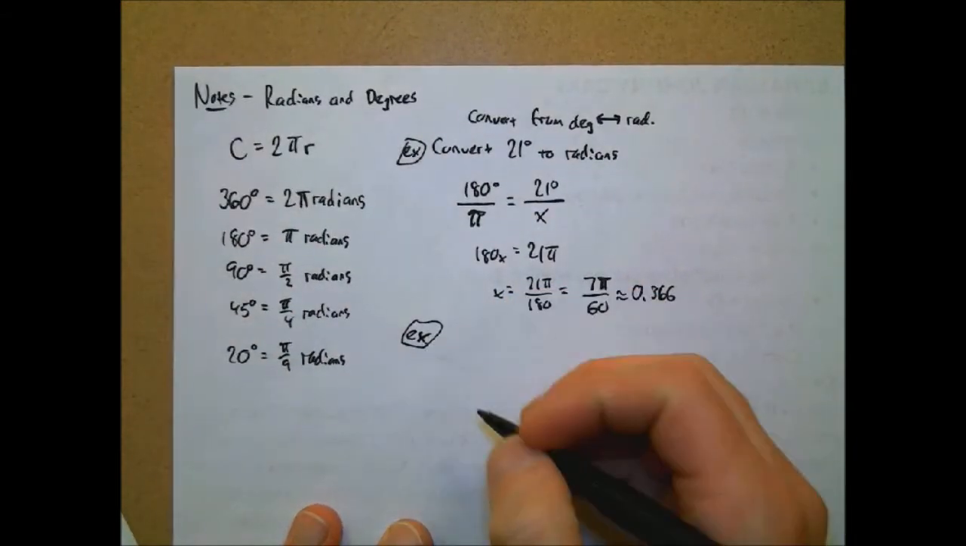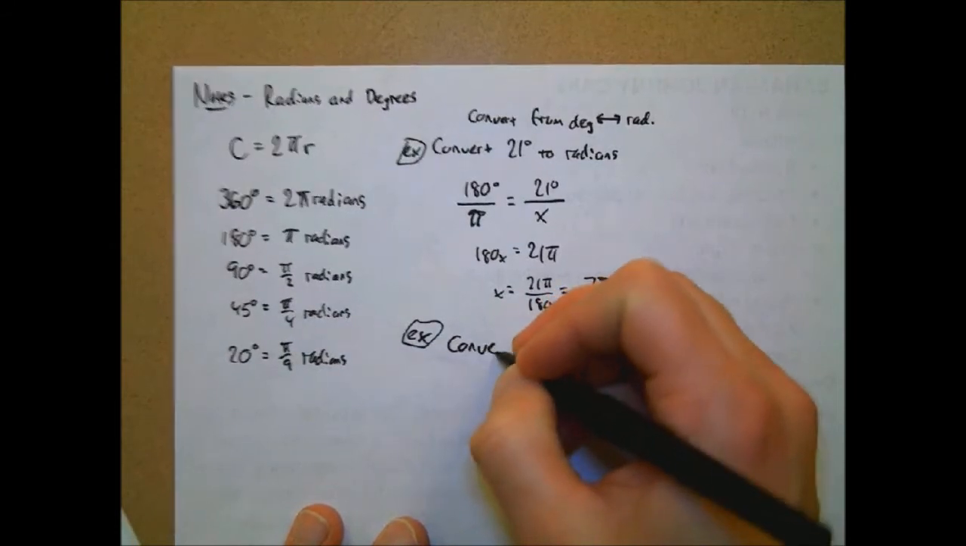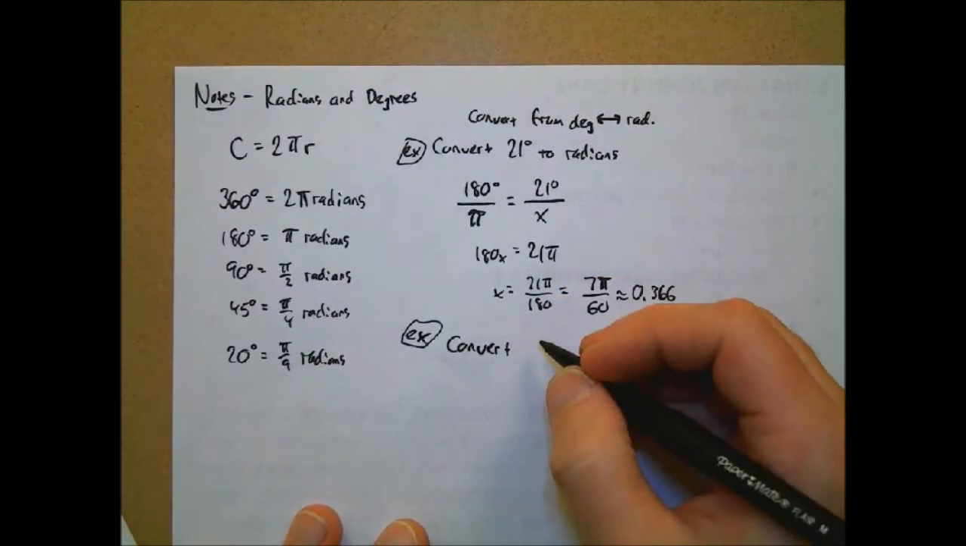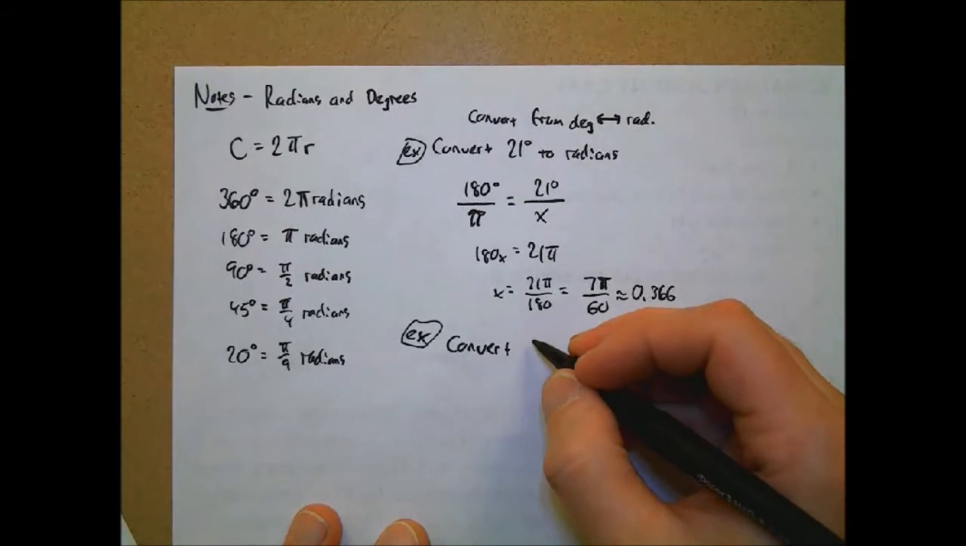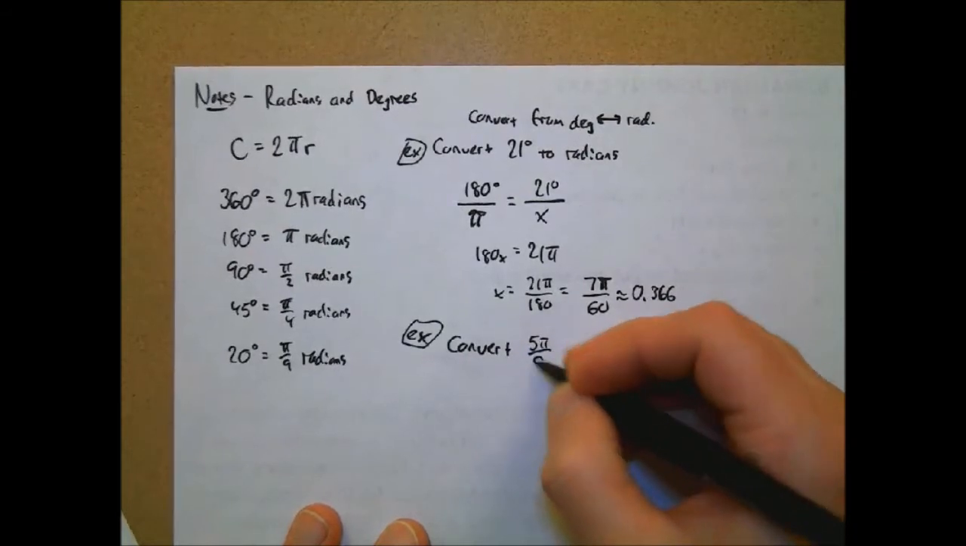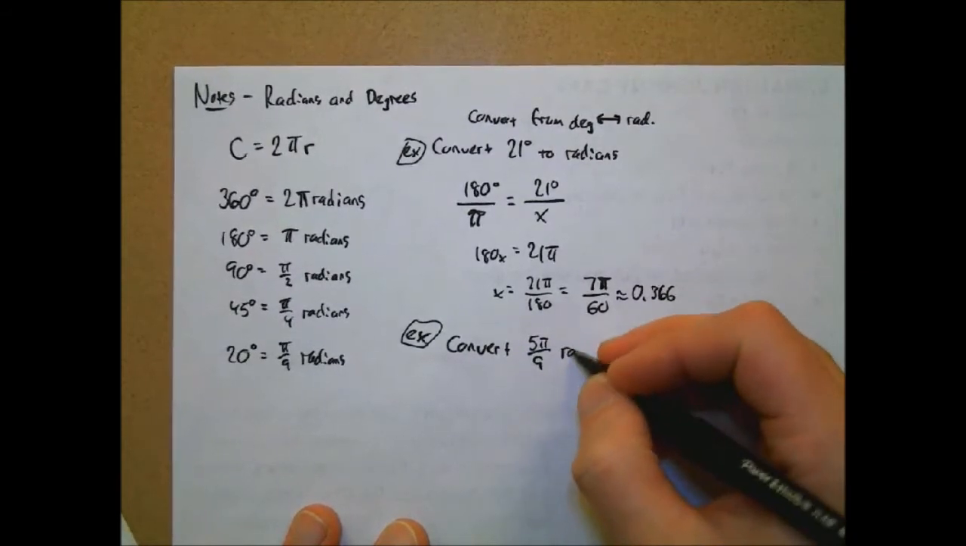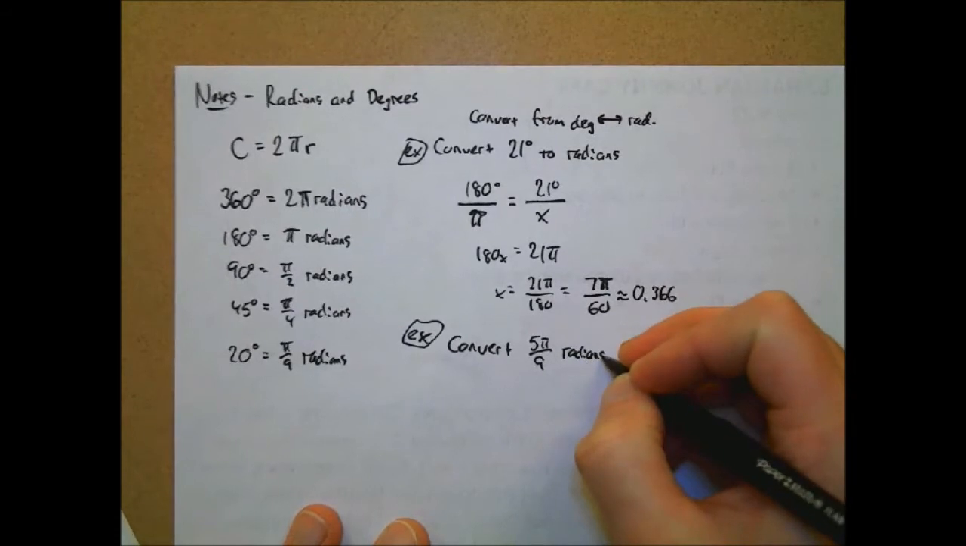Let's convert 5 pi over 9 radians, okay, to degrees.